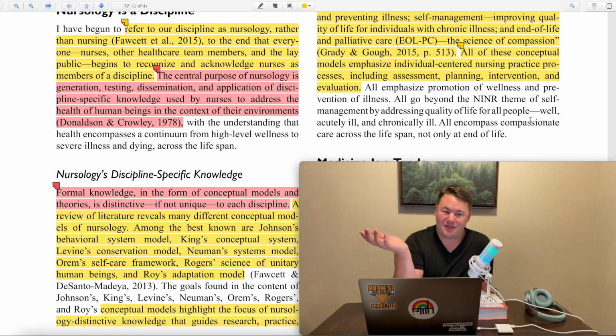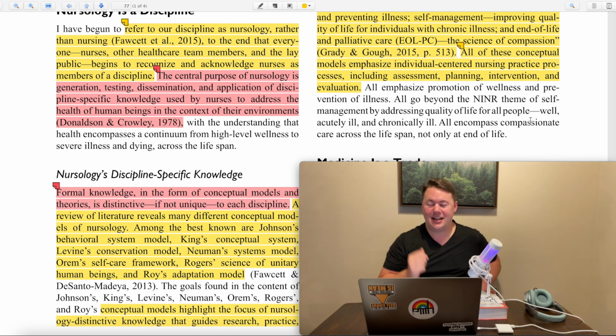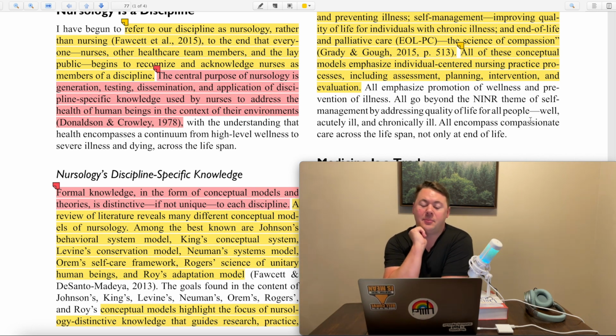All of these conceptual models emphasize individual-centered nursing practice processes, including assessment, planning, intervention, and evaluation. This also highlights the fact that they don't map on anymore to the NINR research interests, which are about group-based distinctions in health and how we might overcome group differences and disparities in health. It's not individual-centered anymore. So one of the claims that's implicit in this paper is that nursing is the science of compassion, that it's individual-centered, that it is applying and disseminating conceptual models of nursing specific to health of human beings in their context, yada, yada.